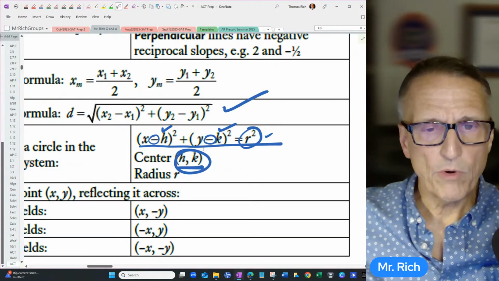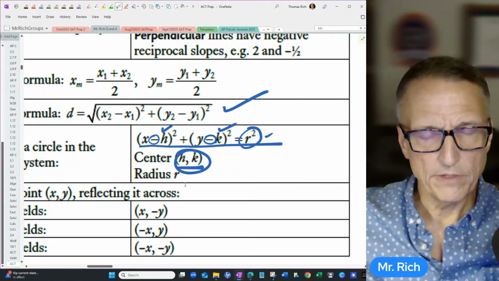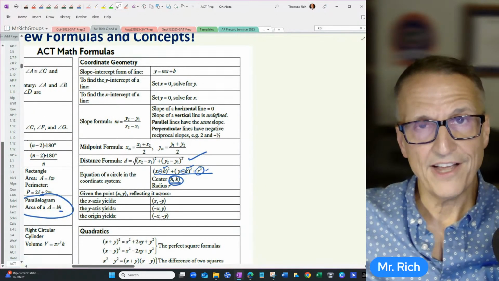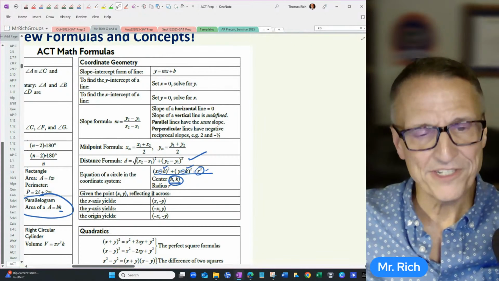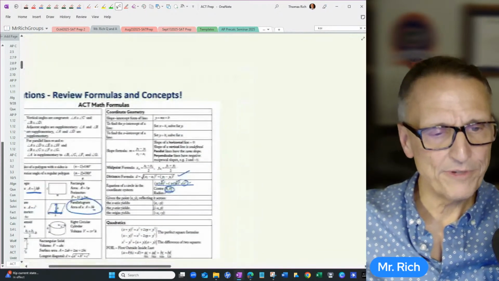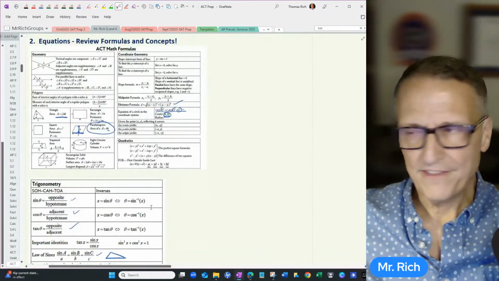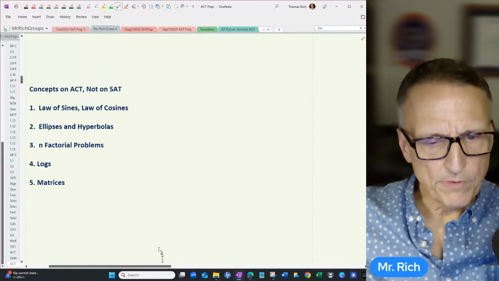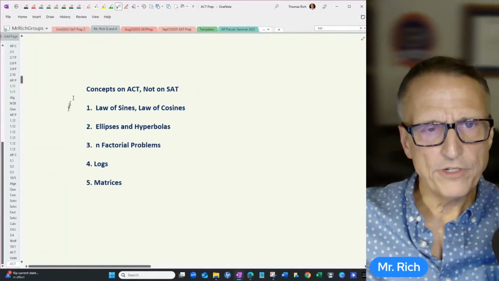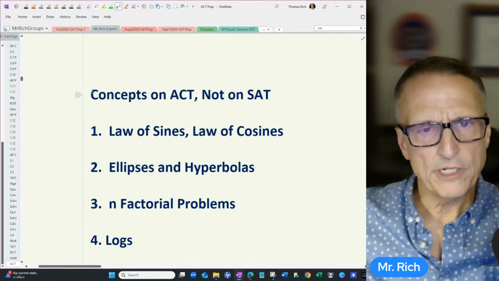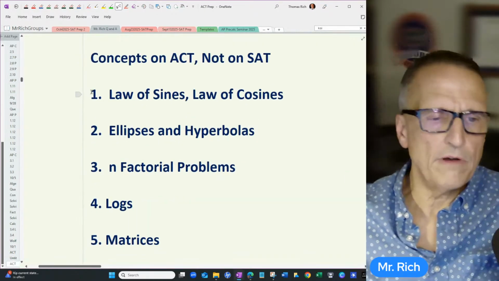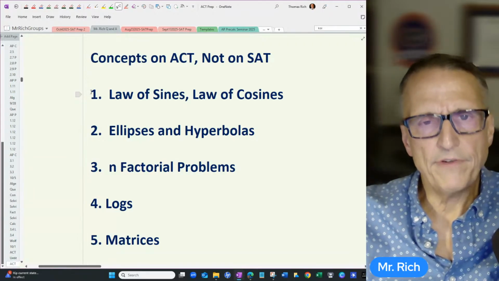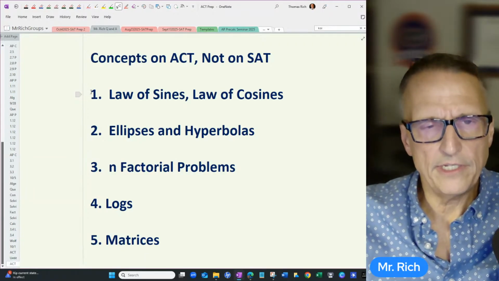And I am going to work some problems on circles because they are very similar to hyperbolas and ellipses, which is another difference between the ACT and the SAT. All right, so these were the things here that I mentioned earlier about concepts that you do need to cover on the ACT, but that you don't typically see them, or at least I've never seen them on the SAT.